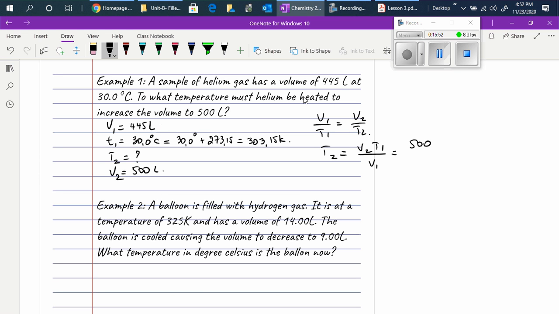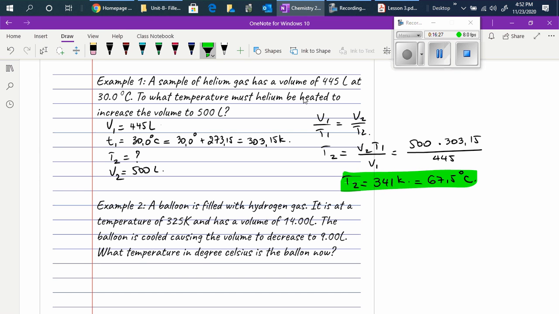First of all, since the volume is increased, you are expecting that the temperature will be increased as well. So 500 liters times 303.15 over 445. So T2 will be 341 Kelvin, or just to check and to see if we are right, if the temperature is increased, 67.5 degrees Celsius, which is an increase from what we started with.